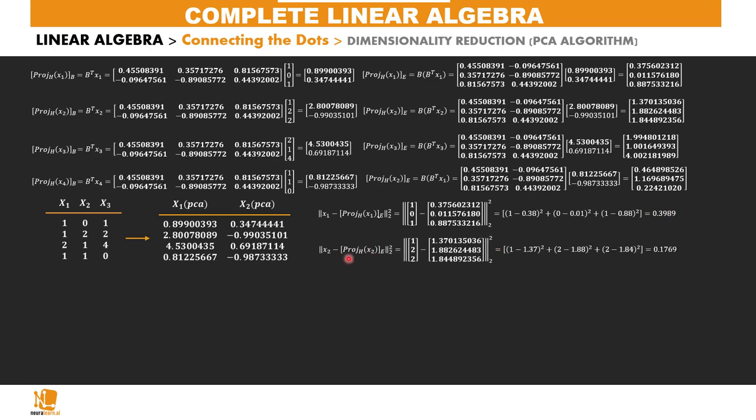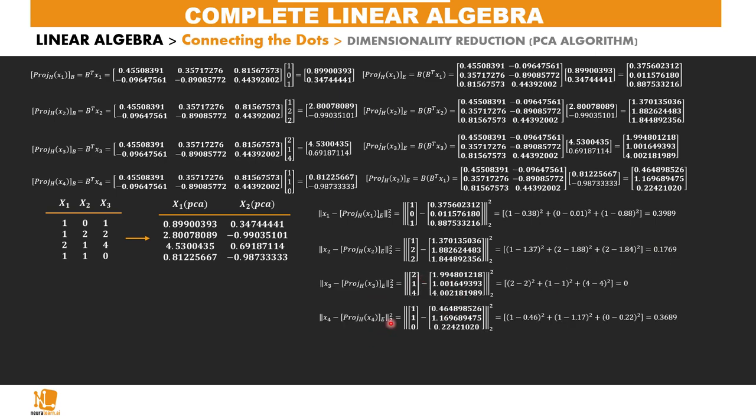And then for x2, we have 1 2 minus 1.37, 1.84, which is this. And then we have 0.176. And then here we have this, which gives us 0. And here we have 110 minus this, which gives us 0.3689. Now, let us sum up all these differences and compare with what we had initially when we had just chosen an arbitrary B. Summing this up, we have 0.9447, which is actually less than 3.8, which is what we had previously.